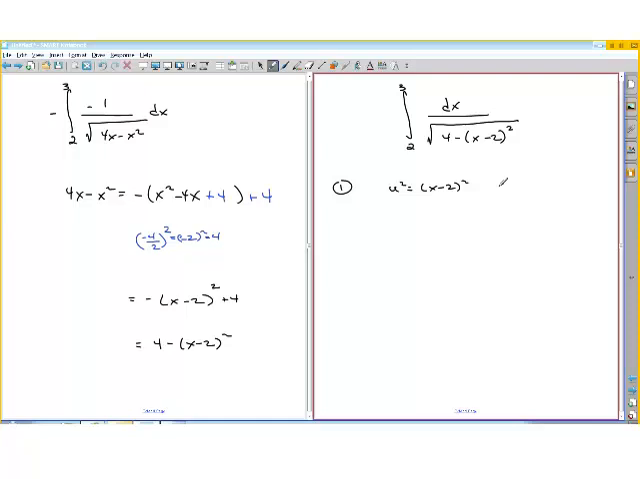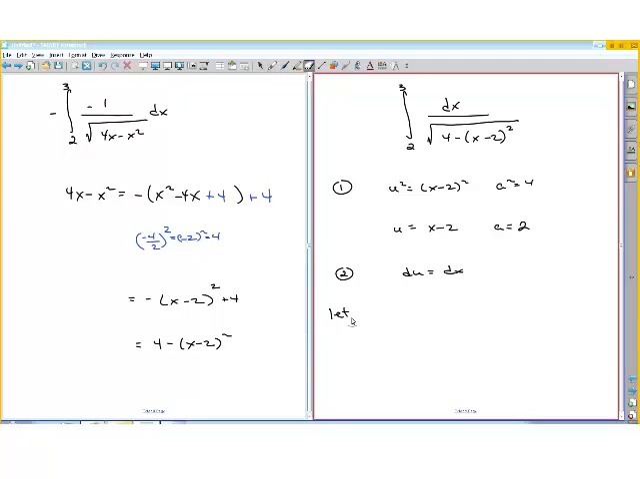And so we'd say u squared is equal to (x minus 2) squared. a squared is equal to 4. So this is u squared, this is a squared. So u is equal to x minus 2, and a is equal to 2. Now we calculate du. du is just dx. Derivative of u is du. Derivative of x is dx.